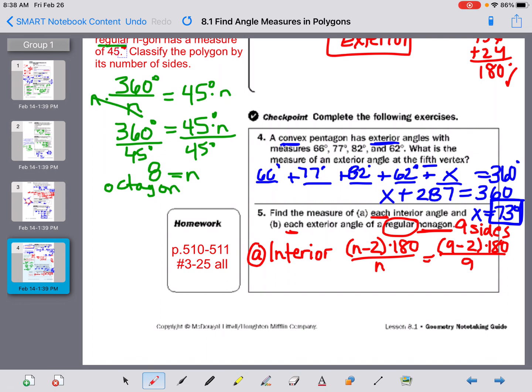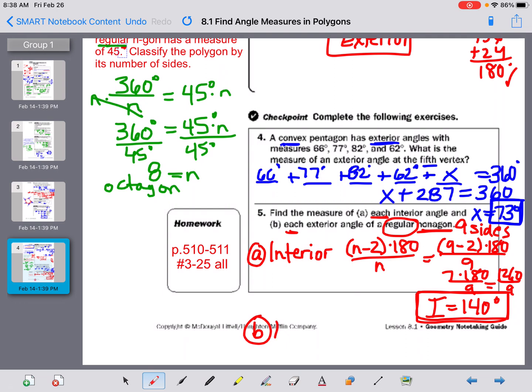Okay. 9 minus 2 is 7. 7 times 180 is 1,260. You divide that by 9, and I get 140 degrees. So that's for my interior angle. One of them equals 140. Remember that 1,260 was all of them, divided by 9 angles, so I get the 140.